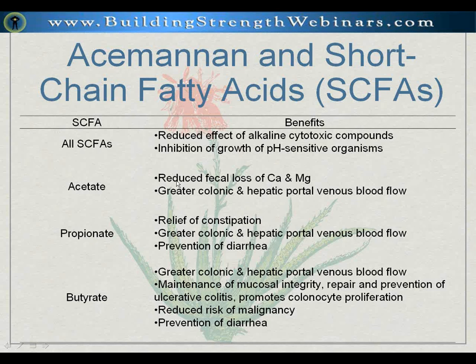They reduce the loss of calcium and magnesium. They help you absorb calcium and magnesium. And it also increases the colon and hepatic portal vein flow. Then the 3-carbon propionic fatty acid helps relieve constipation, increases the same blood flow, and will help prevent diarrhea.